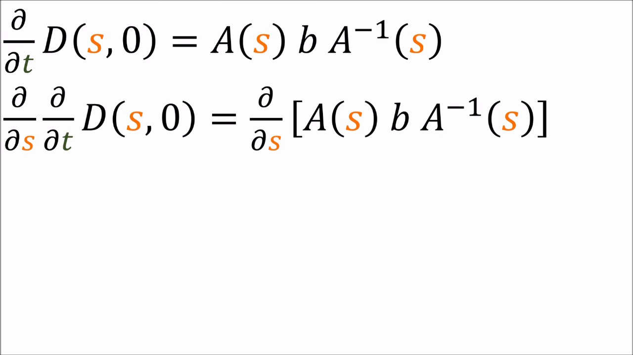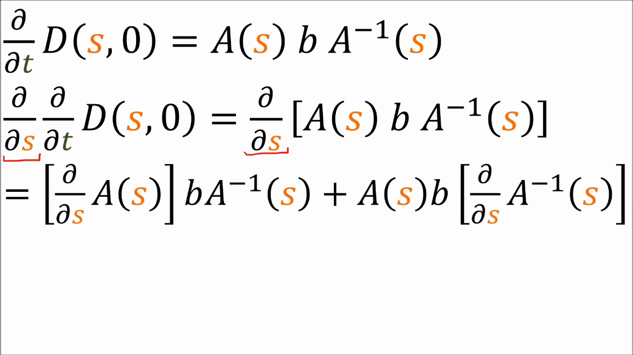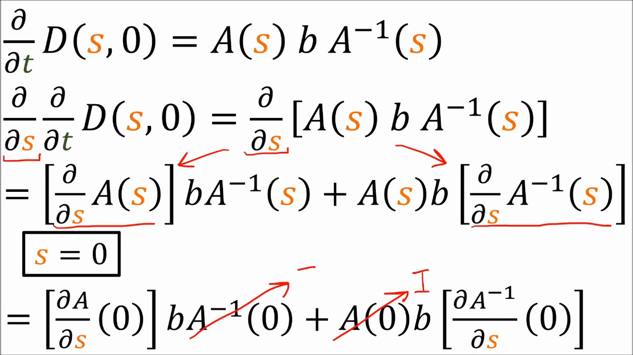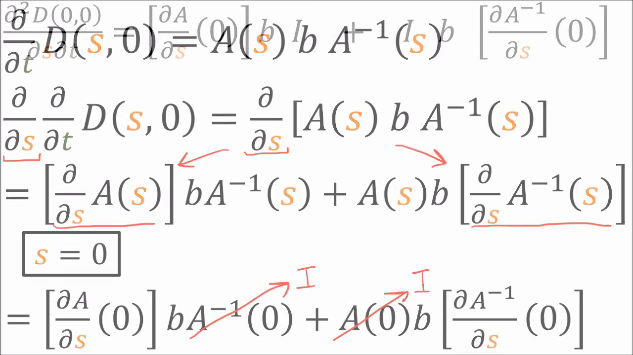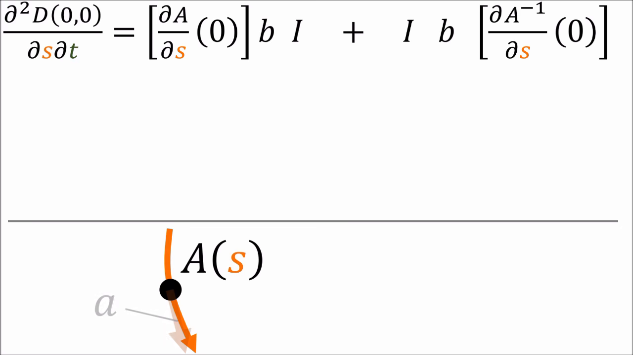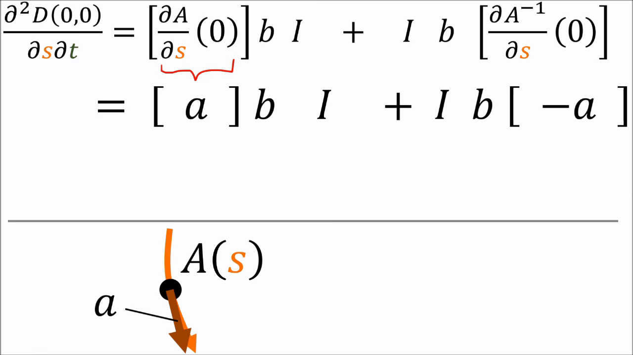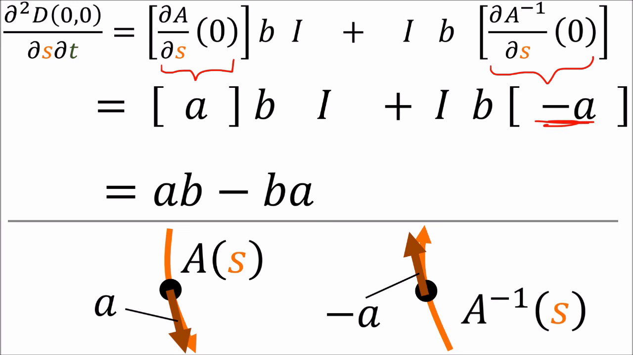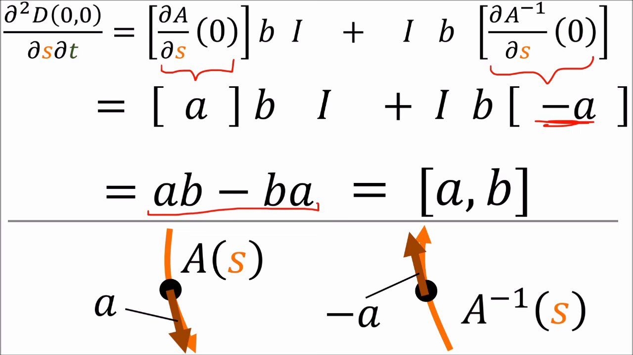Now let's take the derivative with respect to s, which gives us a product rule on the right-hand side. If we set s equal to 0, both a of s and a inverse of s go to the identity element. The derivative of a at 0 becomes the generator small a, and the derivative of a inverse at 0 is just the generator that points in the opposite direction, which is negative small a. So we get small a small b minus small b small a, which is the commutator of small a and small b.